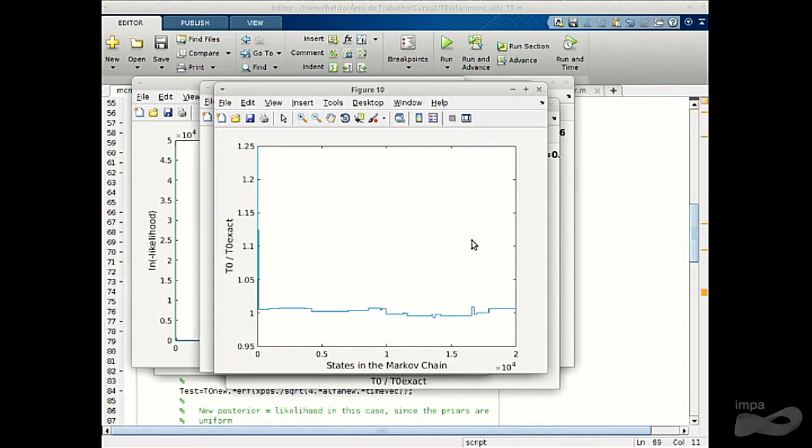And what I wanted to show you with this example is that even for a very simple case, where the parameters are not correlated, and we have a uniform prior, and we are generating the samples with a uniform proposal.